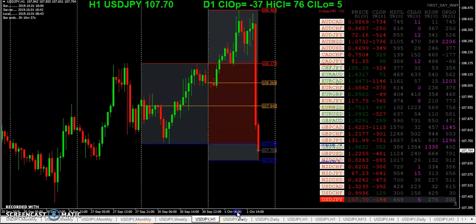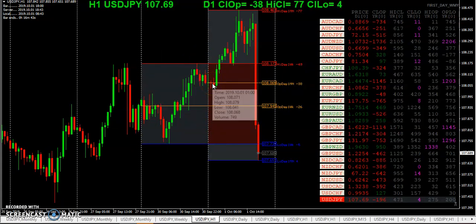Now, we've been talking about range, and yesterday we talked about the first day of the week is that range right here. And we say price usually has to exit that range because the weekly range is usually greater than the daily range. Actually, it has to be equal to or greater than.